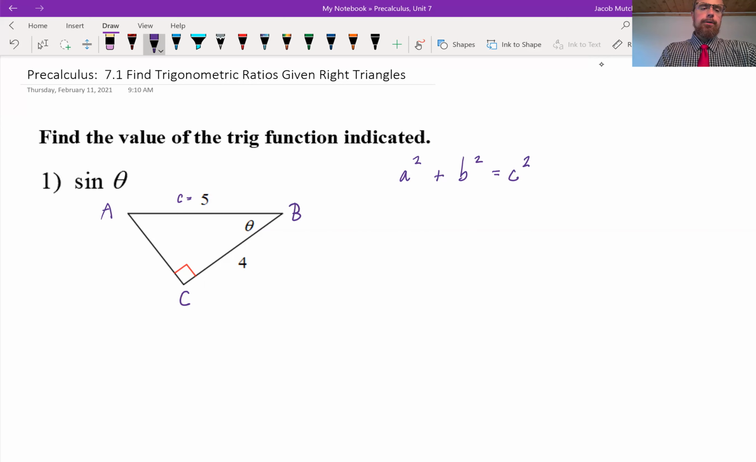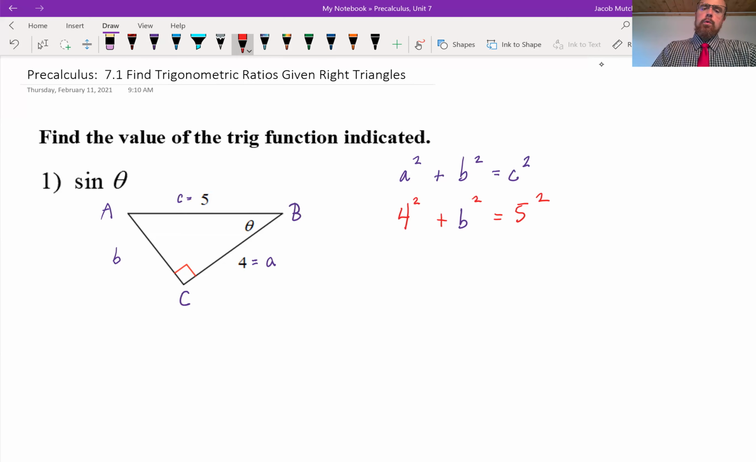I'll label the other two. If my vertex A is on the left, the side opposite with length of 4 is side a. And the side that we need to find, opposite of vertex B, is side b. So that tells me the values that I need to substitute in the Pythagorean theorem. I'm going to substitute 4 for a, so 4 squared, plus b squared. I'm just going to emphasize that we're trying to solve for b there, equals c, or 5 substituted in, squared.